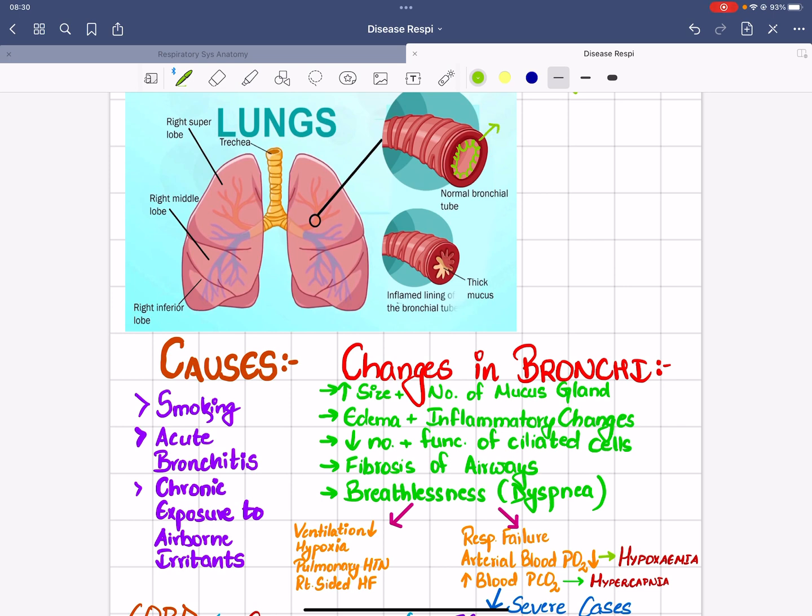And normally the bronchi are ciliated, and because of this they produce mucus. The function of the mucus is to trap different particles and different kinds of foreign substances.